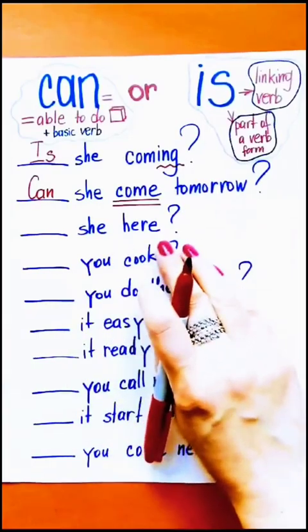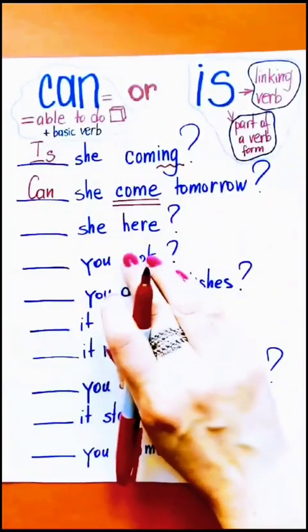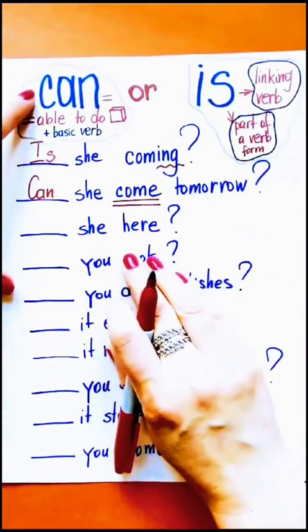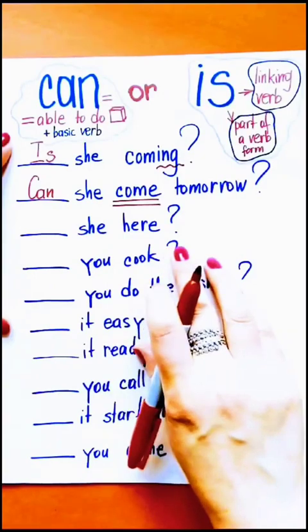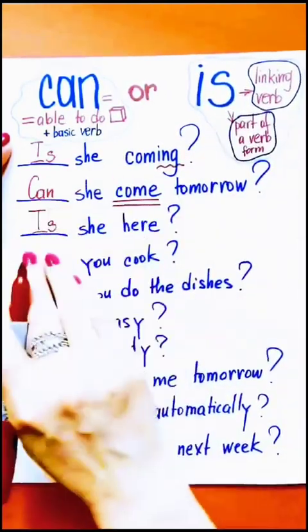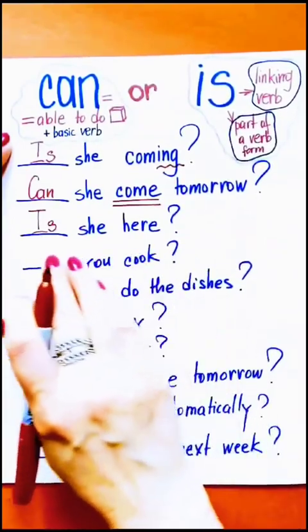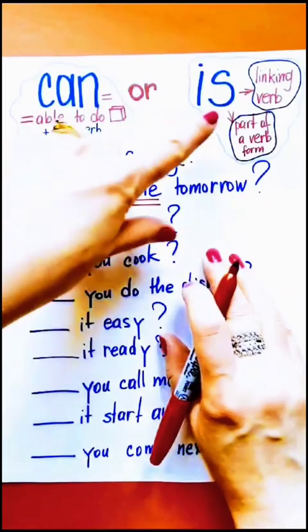She here. Is or can? Is she here or can she here? With can, we need a basic verb. There is no basic verb. Use is. Is she here?